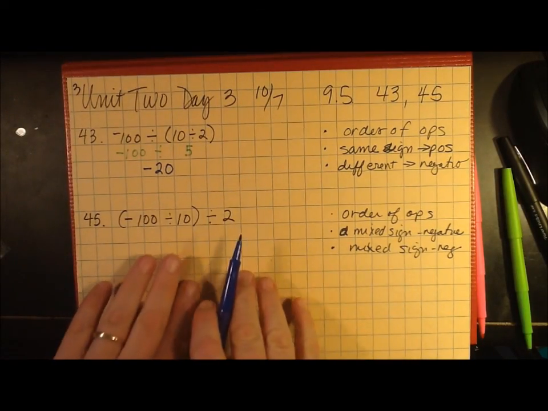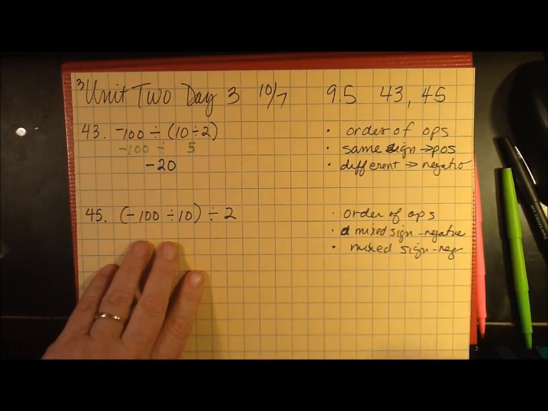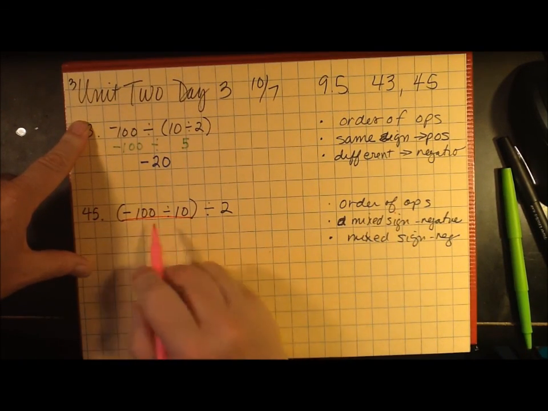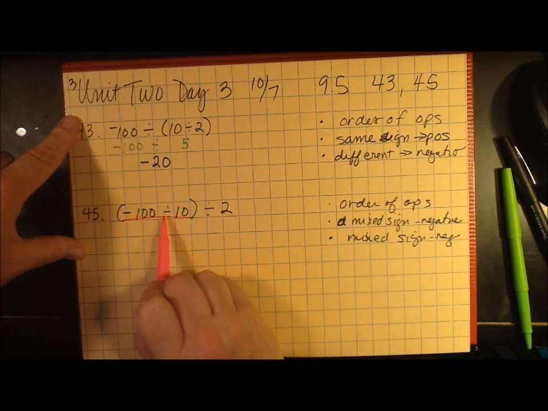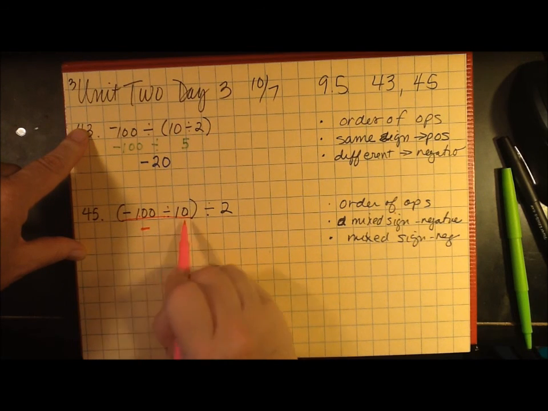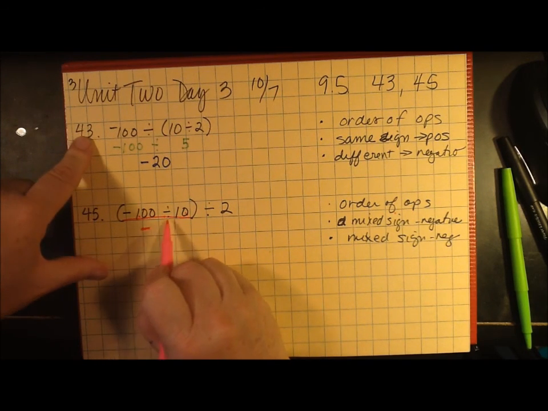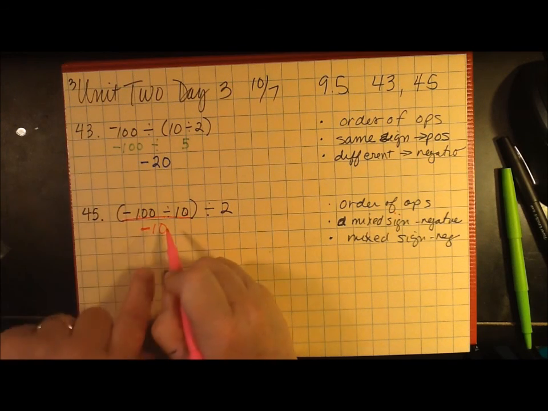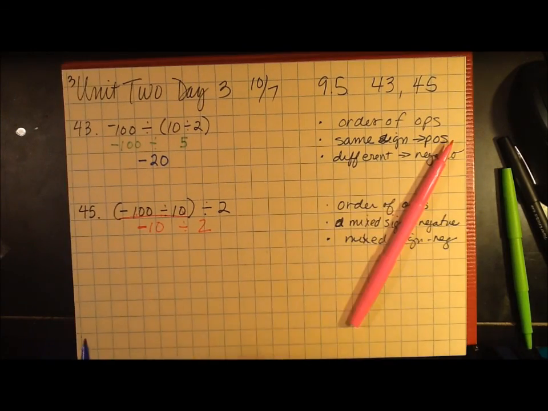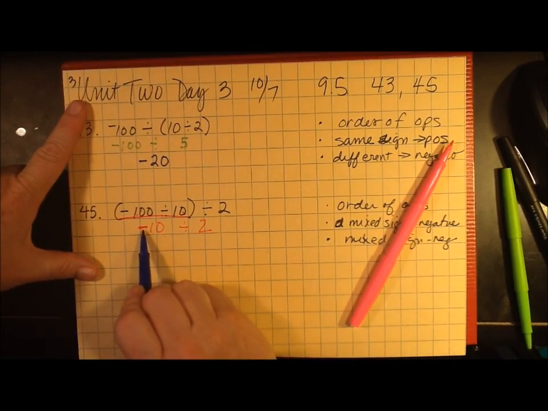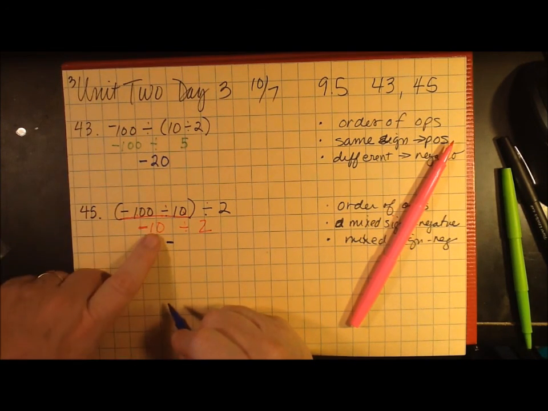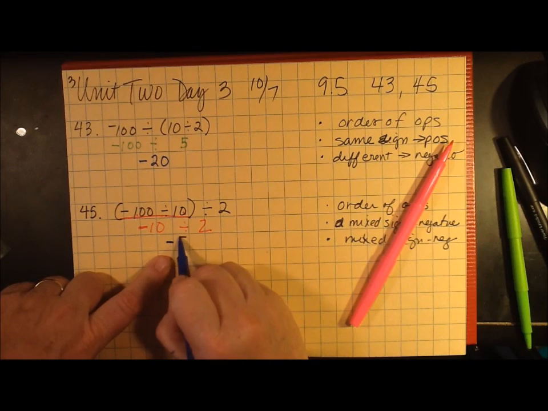Here's the same array of numbers, but they're arranged slightly differently. Here, because of order of operations, I'm going to handle what's in here first. And I have a negative divided by a positive, so my answer will be negative. 100 divided by 10 is 10, so negative 10. That's my first generation, divided by 2. And now my second generation, I have a negative divided by a positive, so my answer will still be negative. But 10 divided by 2 is 5.